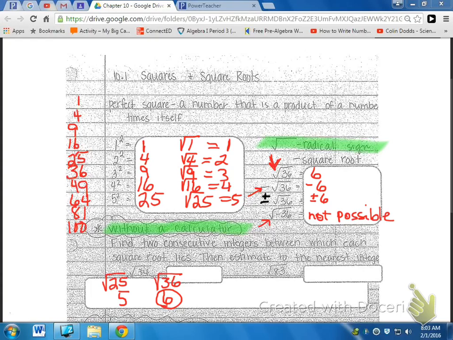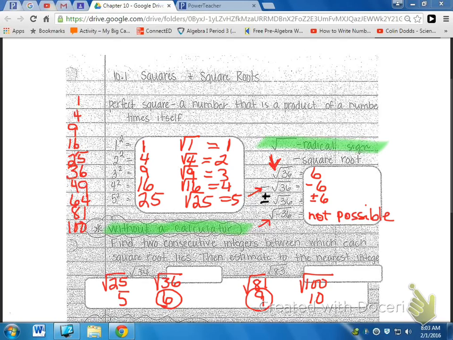Square root of 83. Which 2 perfect squares is that between, Braxton? 81 and 100. Okay, well, we don't want to know the perfect squares it's between. We want to know the square roots. So the square root of 81, Braxton, is what? 9. And the square root of 100 is? 10. And is 83 closer to 81 or 100? 81. Yeah, so we're going to say that the estimate of the square root of 83 is closest to 9.